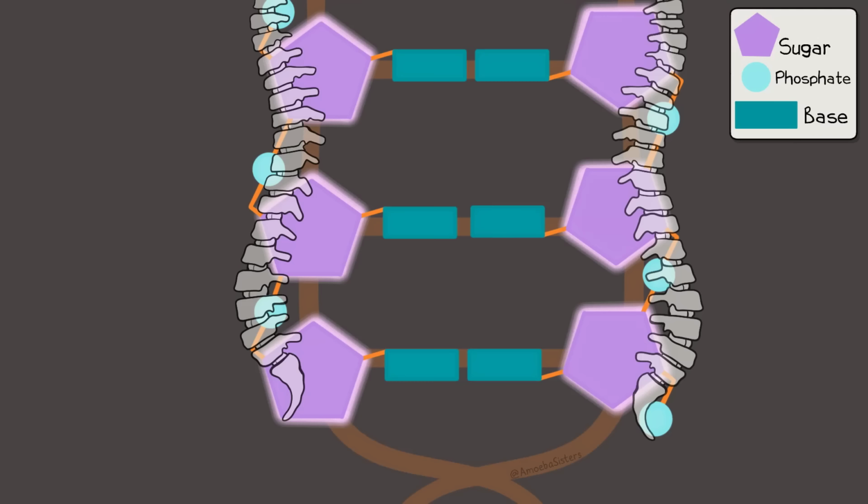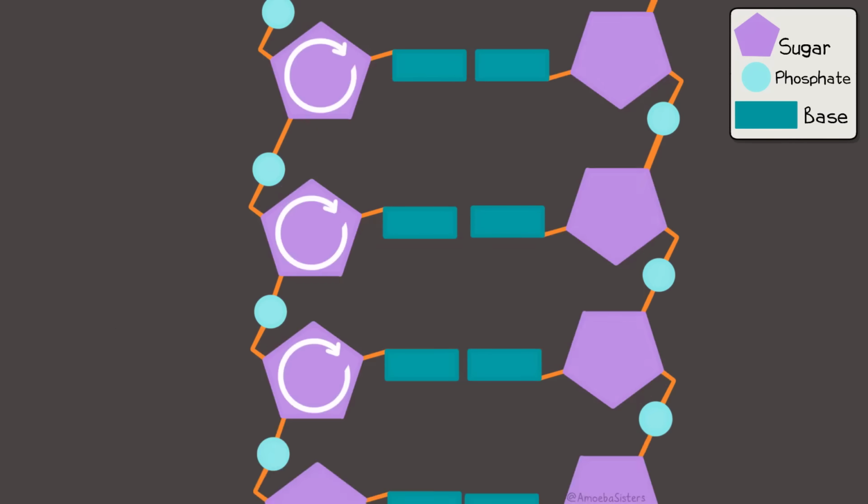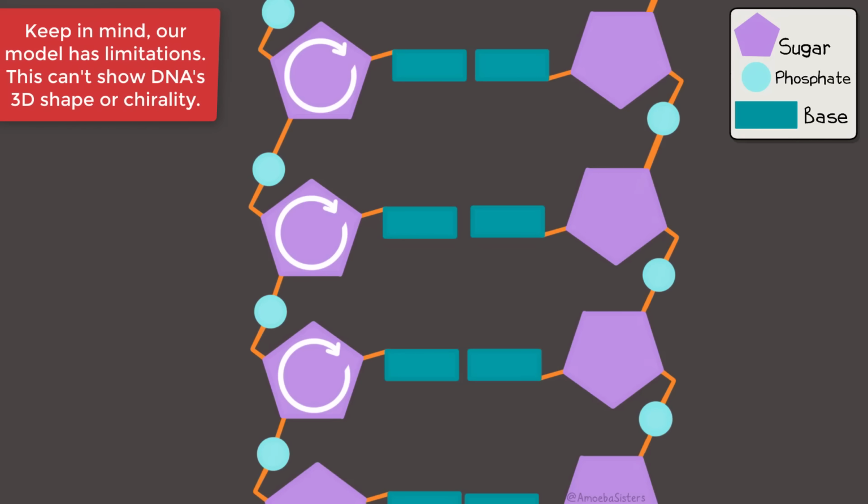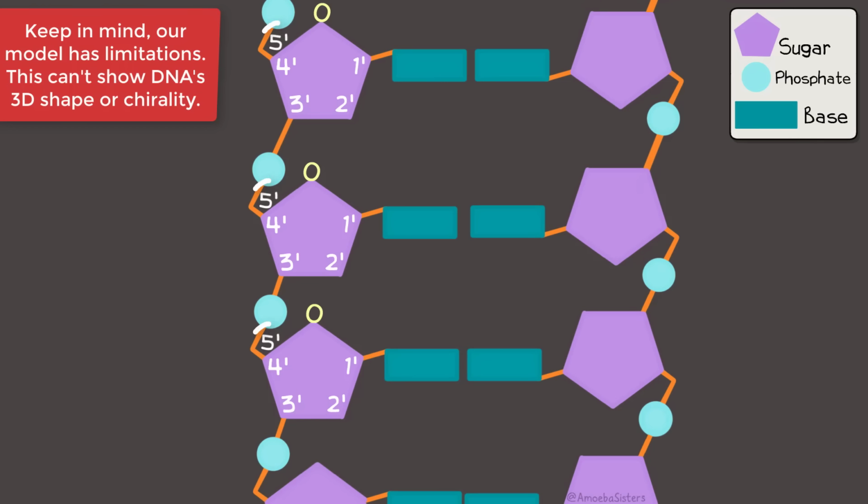Well, the sugar of DNA is part of the backbone of DNA. It has carbons. The carbons on the sugar are numbered right after the oxygen in a clockwise direction: 1', 2', 3', 4', and 5'. The 5' carbon is actually outside of this ring structure.